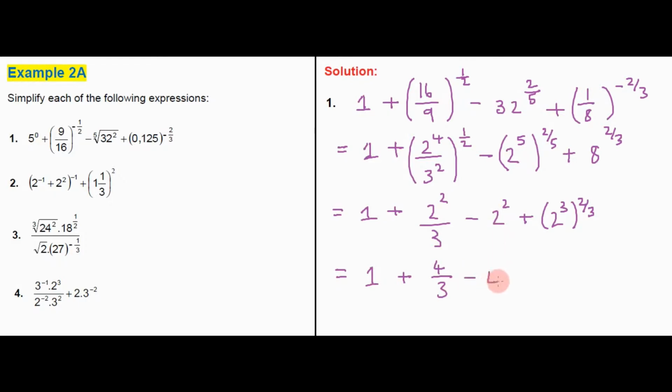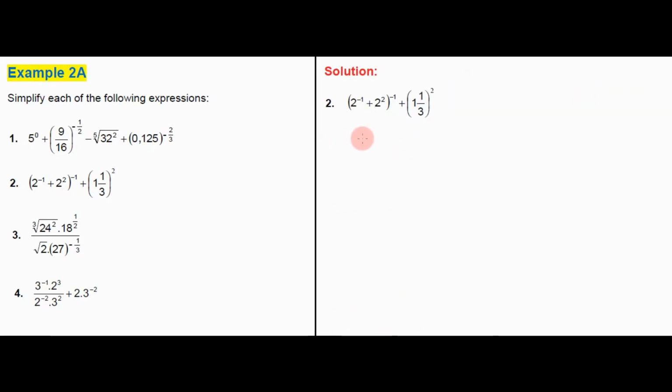Then we have minus 4. We can multiply out the powers here, the 3's cancel, so we're left with 2 squared, which is 4. The negative 4 cancels with the positive 4. So we have 1 plus 4 over 3, which is 3 over 3 plus 4 over 3, which gives us 7 over 3.